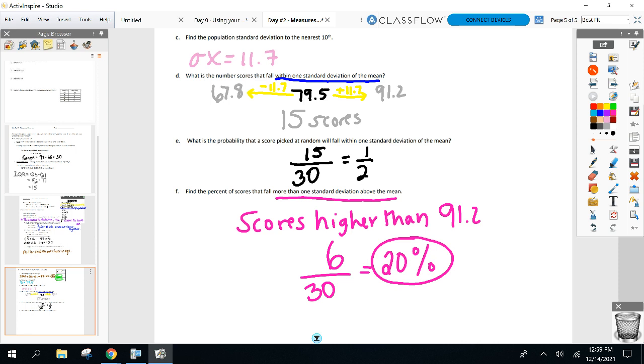Within 1, subtract and add your standard deviation within 1. Have a Chromebooks out. Let's go. Plenty of time to practice and finish. Plenty of time.